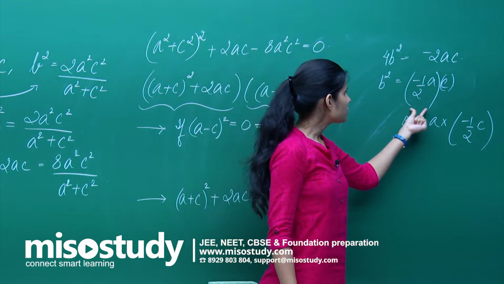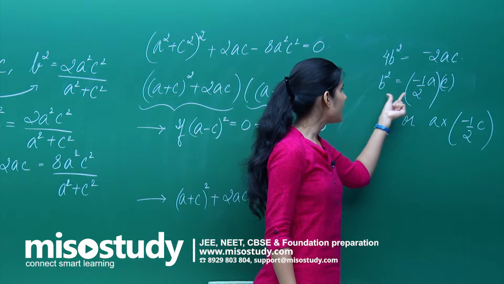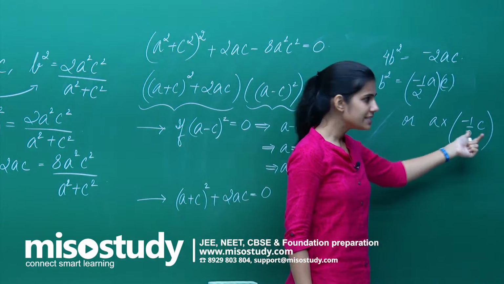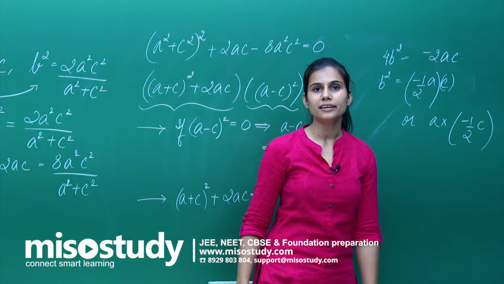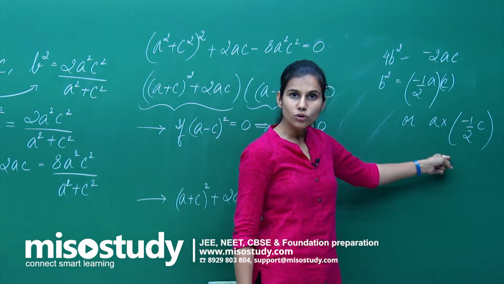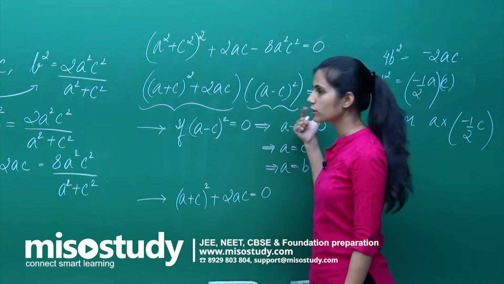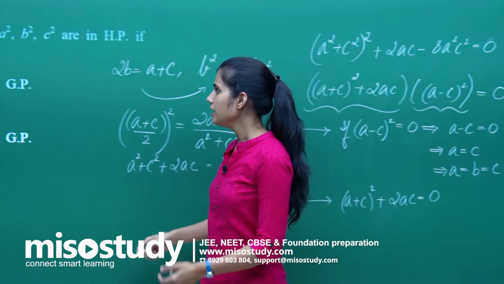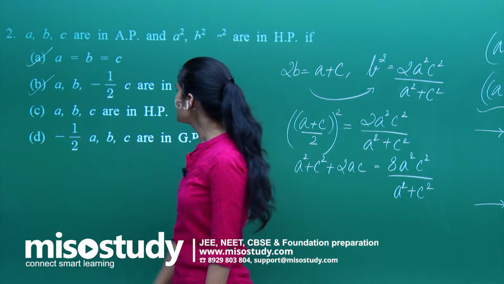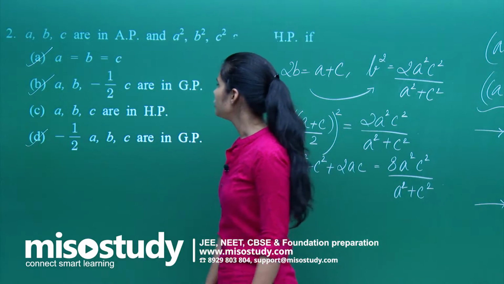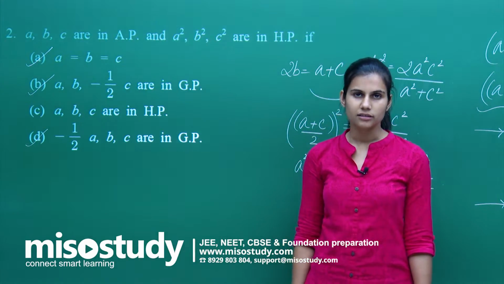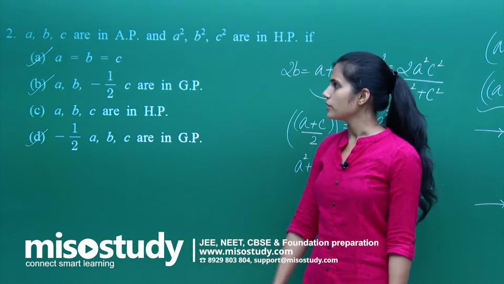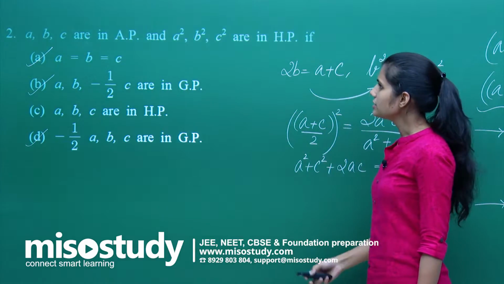b square equals minus 1 by 2a into c means minus 1 by 2a, b and c are in GP, and b square equals a into minus 1 by 2 c means a, b and minus 1 by 2 c are in GP. So either this holds or this holds, even then in that situation this particular product will be 0, and hence both these facts of AP and HP are going to hold simultaneously. That means when a, b, c, or minus half a, b, c, or a, b, minus half c are in GP, these are the three very situations where a, b, c will be in AP and a square, b square, c square will be in HP.